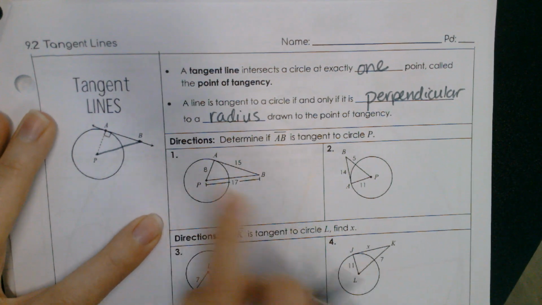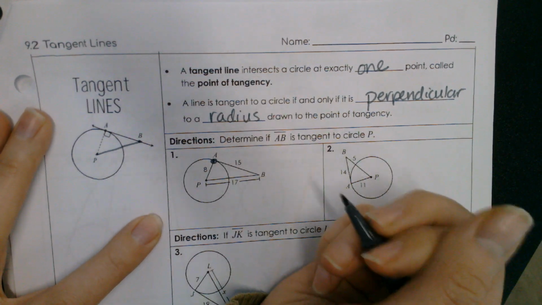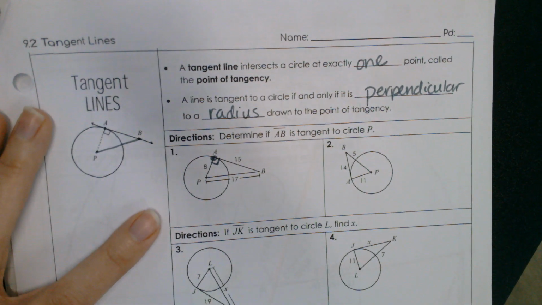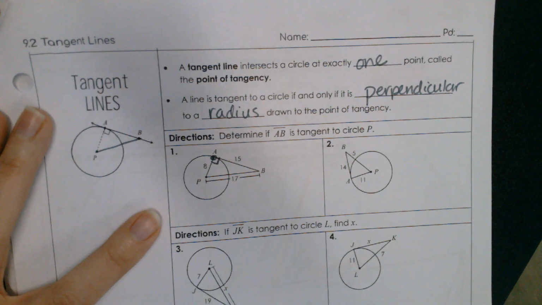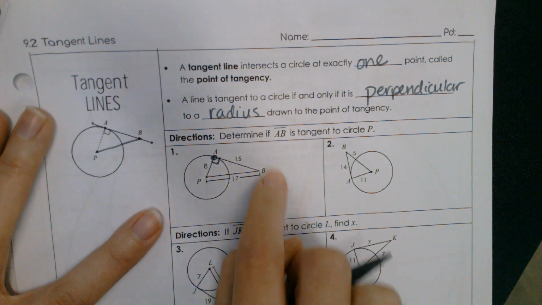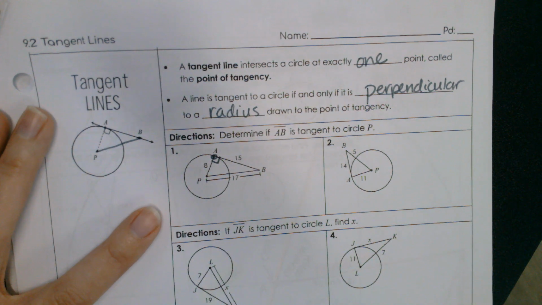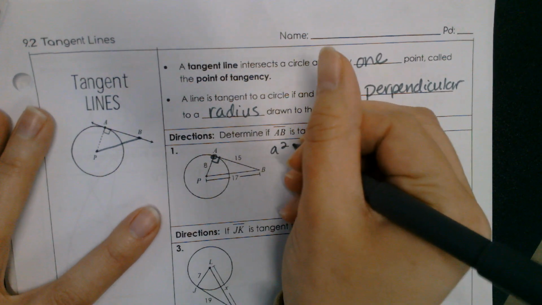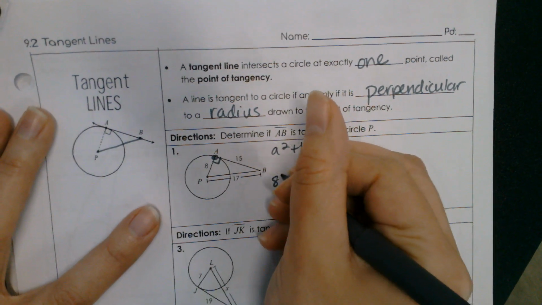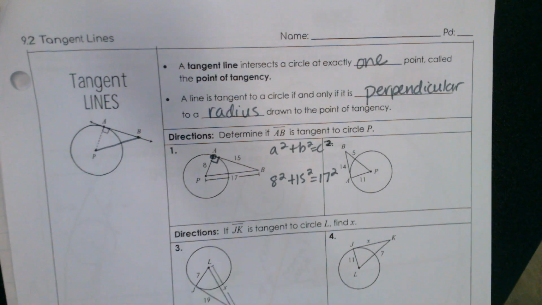Okay, so to test it out, we're going to see if this is, in fact, a tangent. Find your point of tangency, supposedly, allegedly. A is the point of tangency, so that means A is a right angle. A is allegedly a right angle, so which side is which? I want to use a squared plus b squared equals c squared. How would you set it up? Go ahead and test it out, see if it is right.